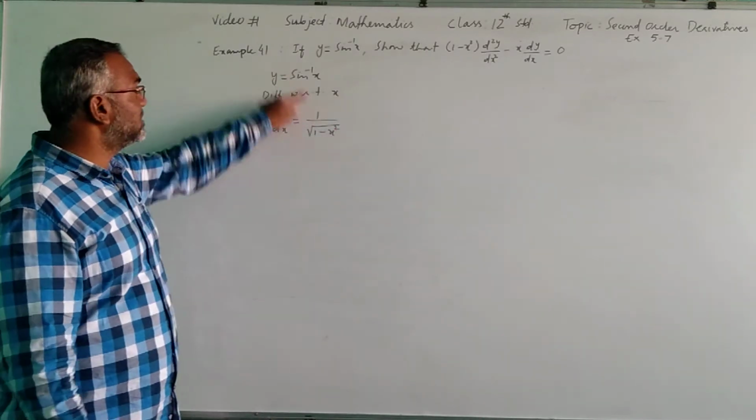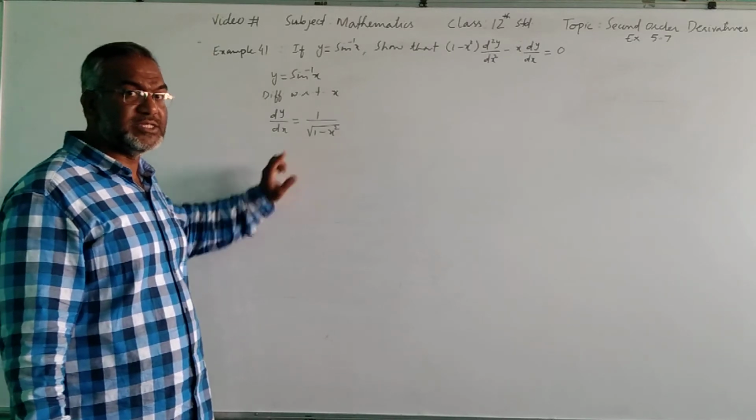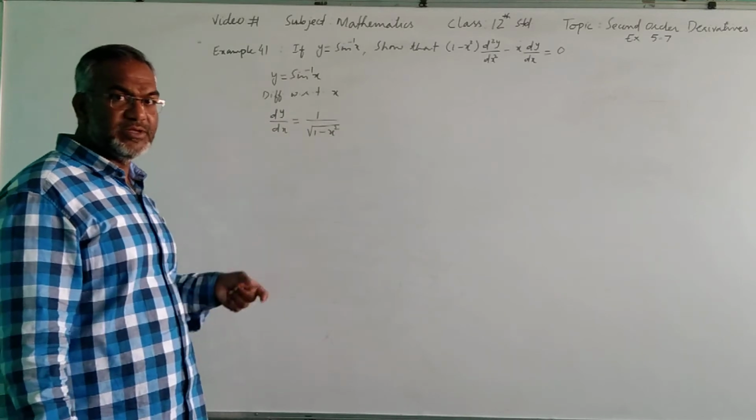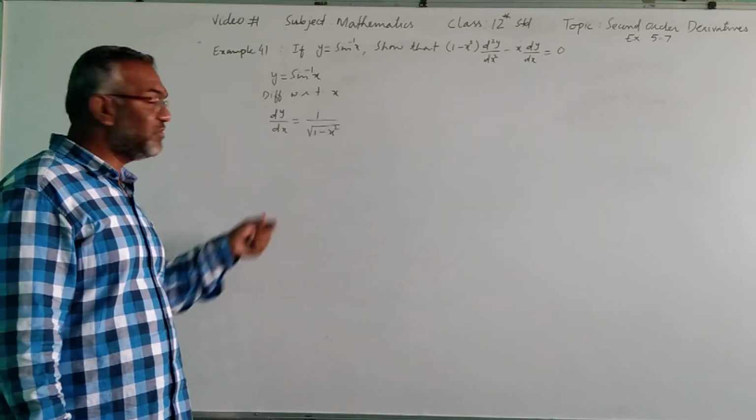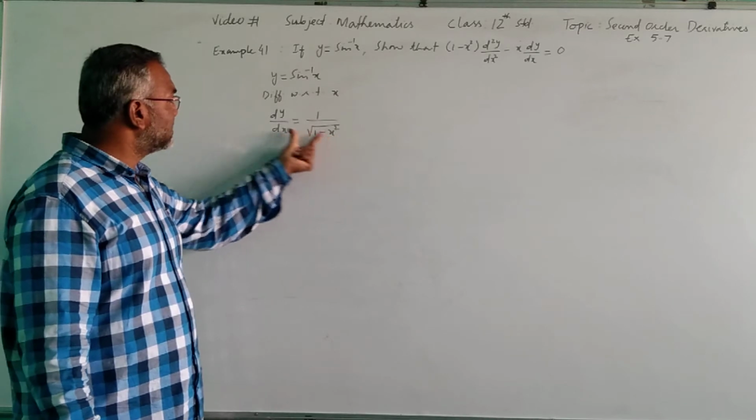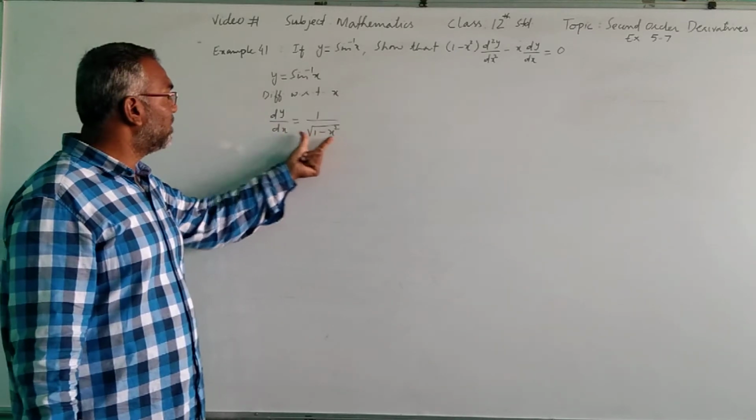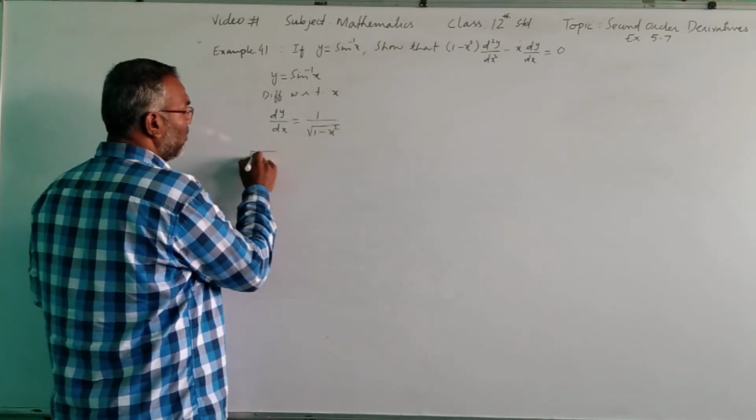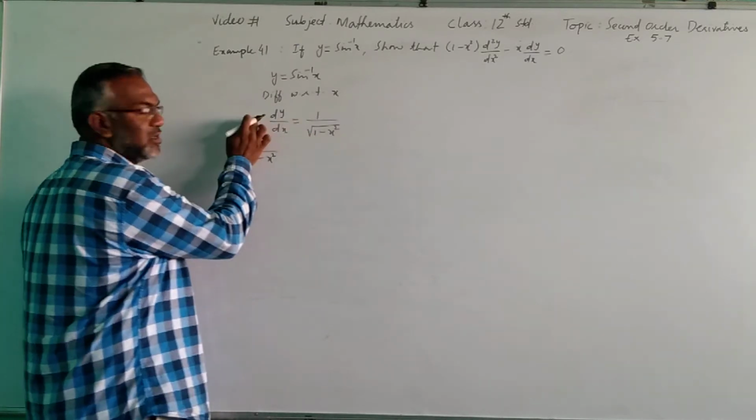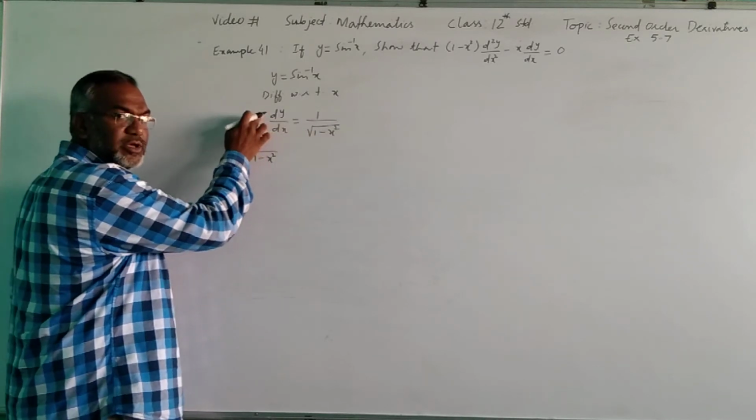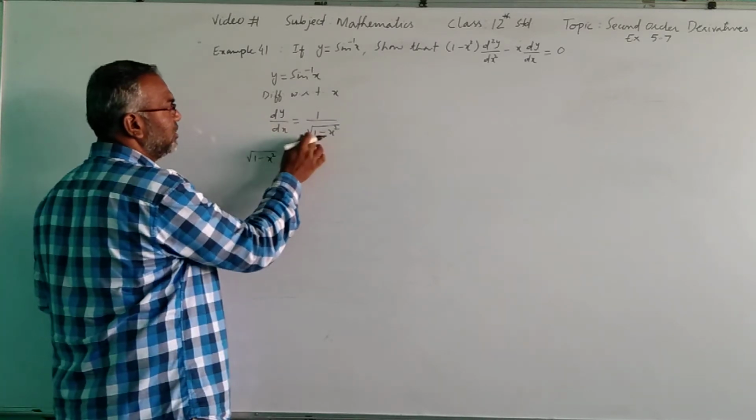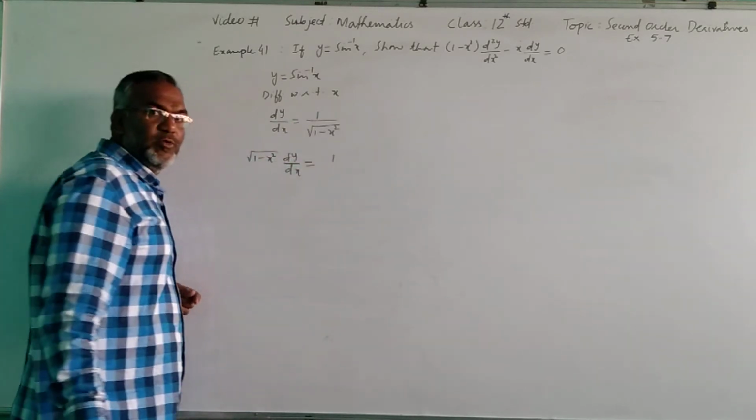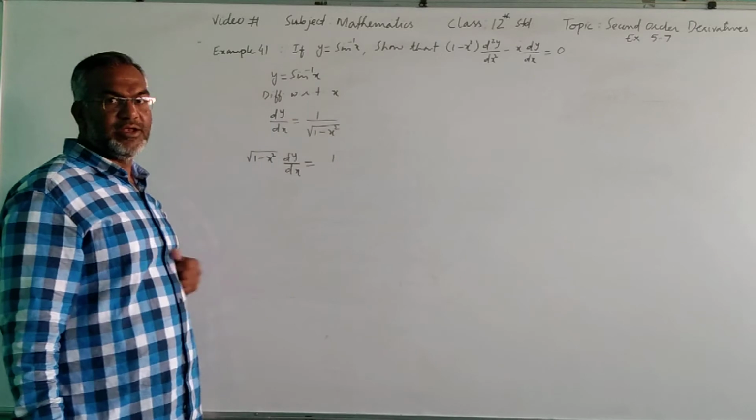Differentiation of sin inverse x is 1 by root 1 minus x square. Now, before going to the next order derivative, that is second order derivative, do one thing. Take this 1 minus x square here and transfer it to the LHS. So root 1 minus x square will go to the numerator. That will be dy by dx is equal to, what is left here? 1. We transferred this here, right?